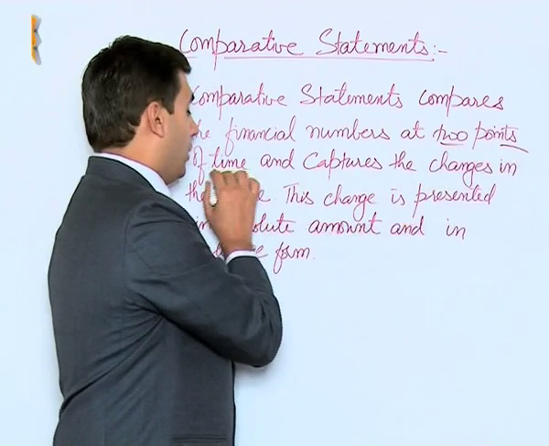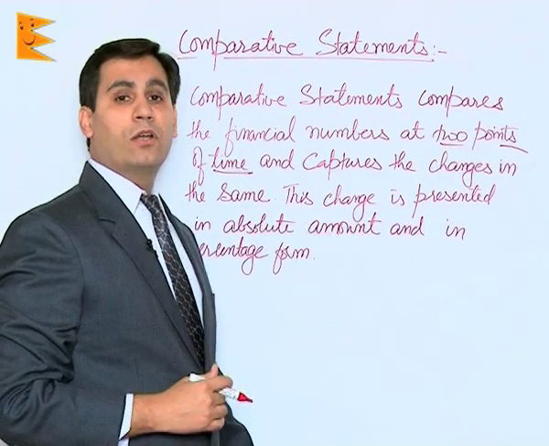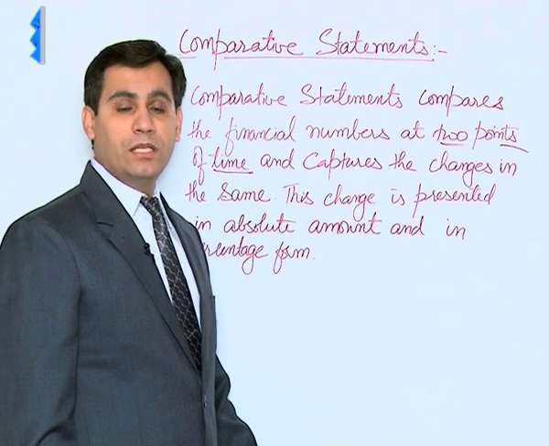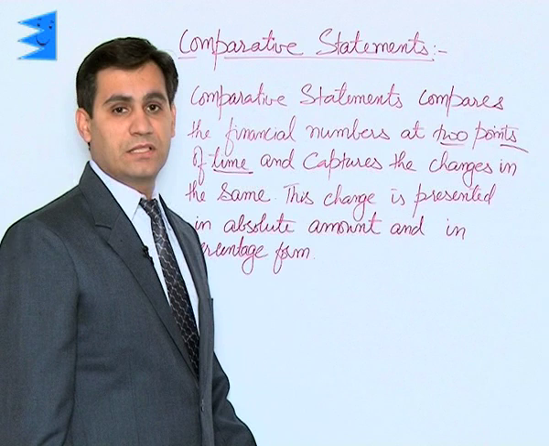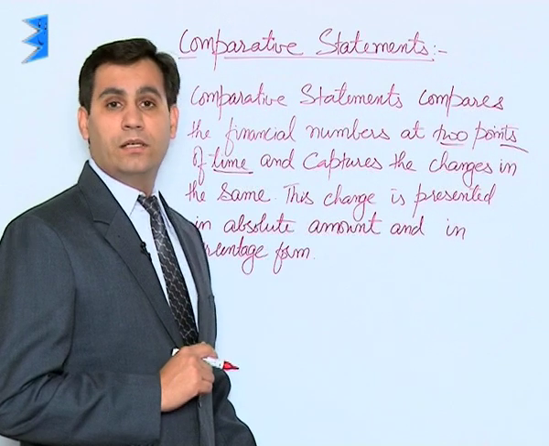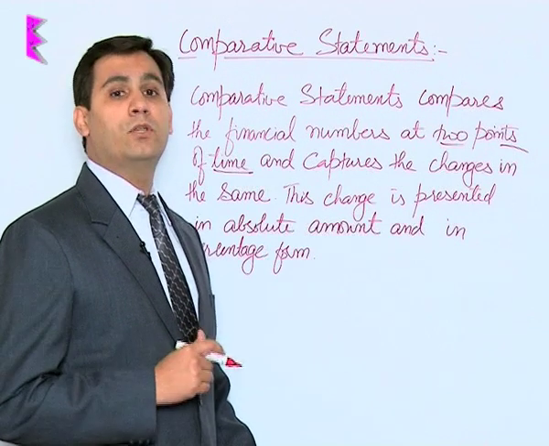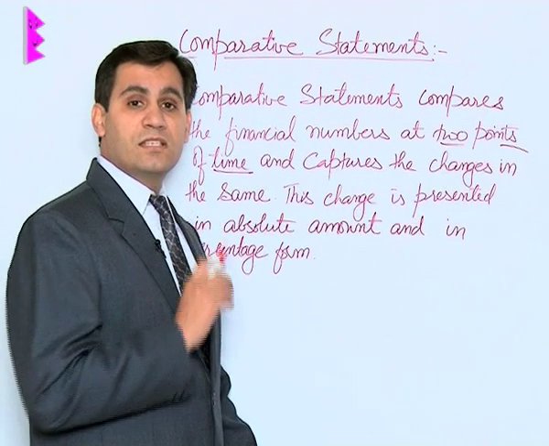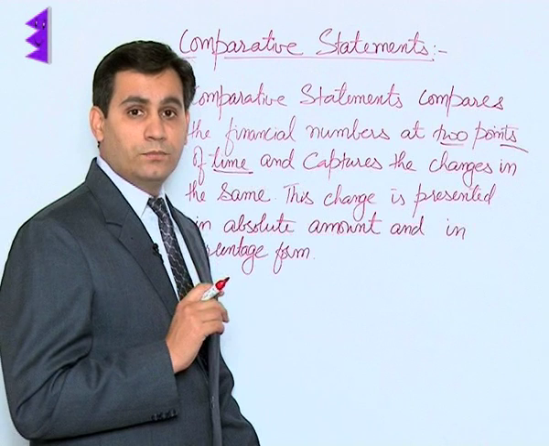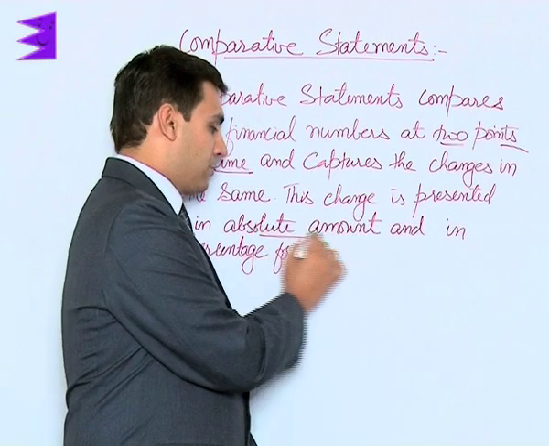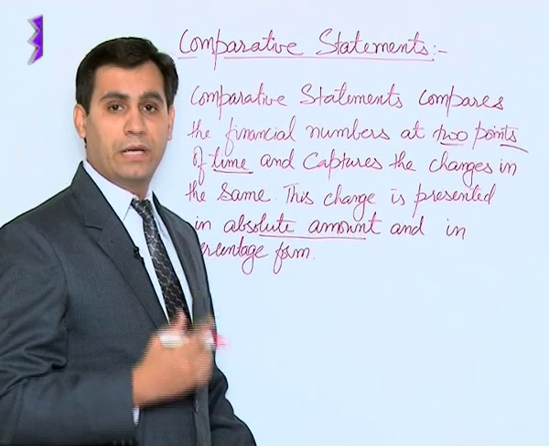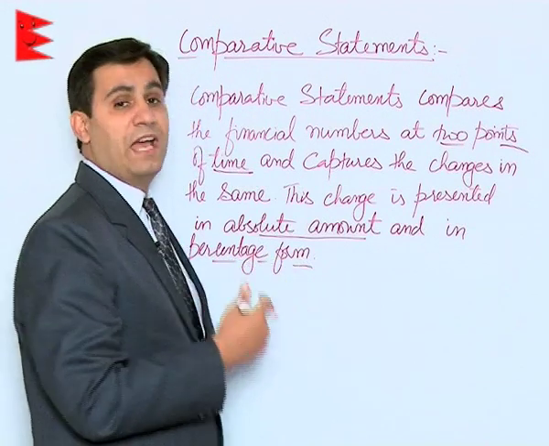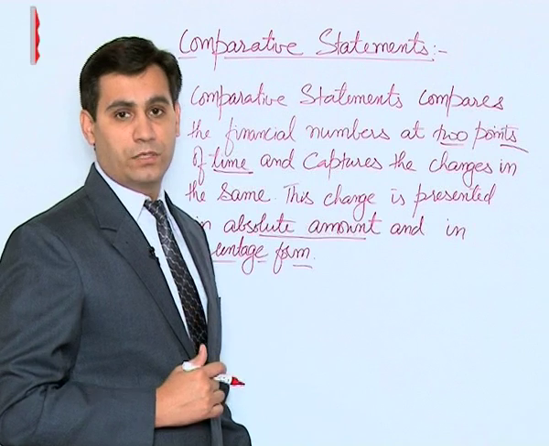That is, you are actually trying to compare or assess the increase or decrease in the profitability or in the financial position of the business at 2 different points of time. That can be 2 different financial years. Then those changes are recorded separately and are presented both in the absolute amount form, that is in the form of money, and the percentage form, that is how much they have changed in relative terms.